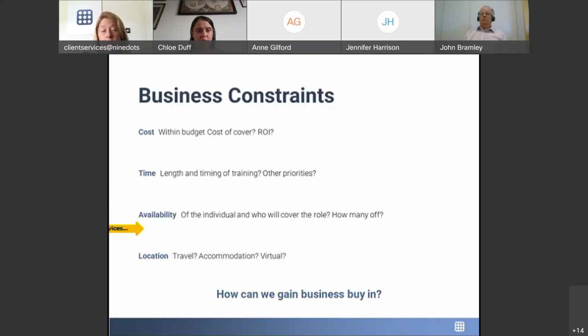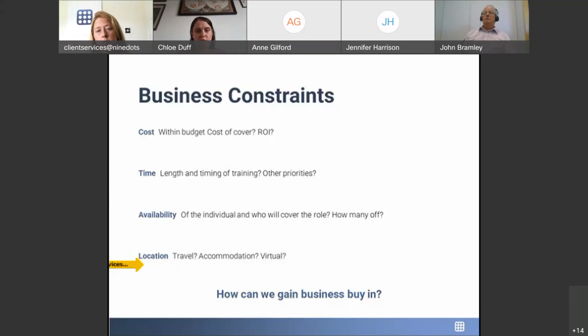The availability of the person who you want to be trained, but also the person who is covering that person. How many people are off at the same time? So is training in July and August a good idea when there might be people on holiday, because it's a 6 weeks holiday and it's summer? So looking at when that timing happens and the availability.